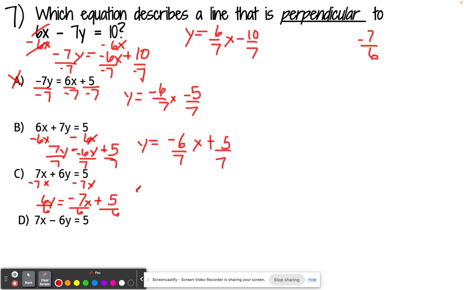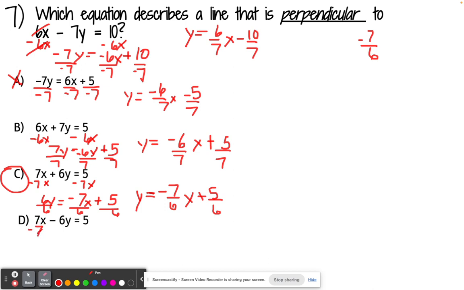And I get y equals negative 7/6 x. Oops, this was funny. Negative 7/6 x, so I have the right slope, plus 5/6. So this one works. But I will always check the last one, just to make sure that I did it right. Because if this last one ended up working too, then I'd say, wow, were there two correct answers, or did I do something wrong? So I always check.